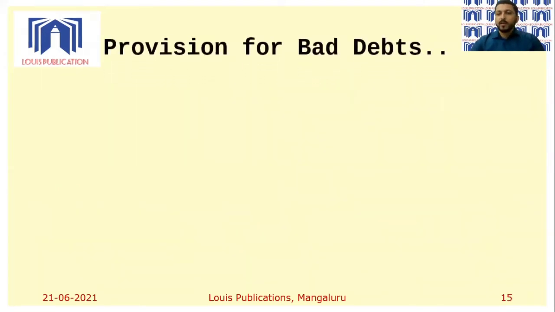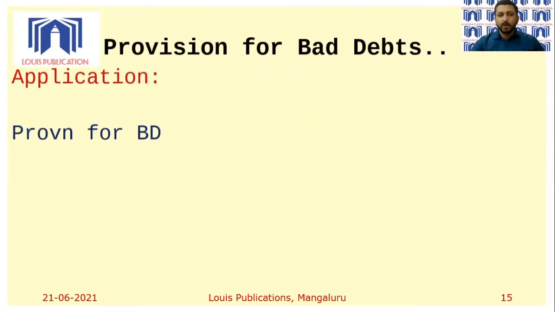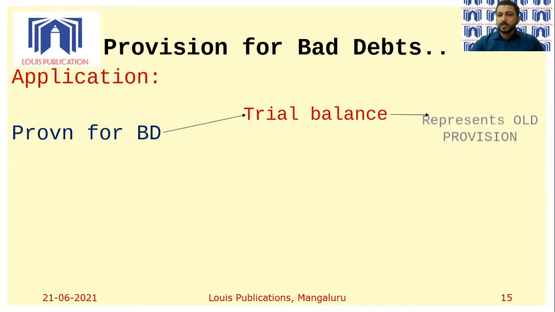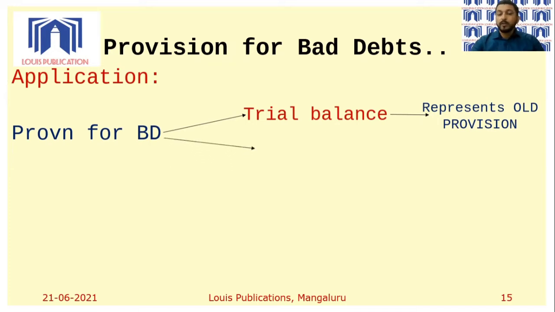Moving further, can provision for bad debts be given in the trial balance? Yes, we are already aware. It will be given in the trial balance. So let's look at the application directly. If provision is given in the trial balance, it represents old provision, that is provision out of profits of the last year. Now, if provision for bad and doubtful debts is given as an adjustment, we will have two effects.